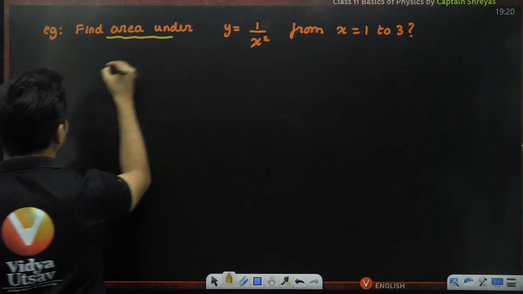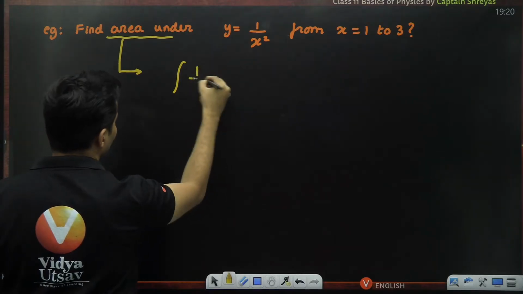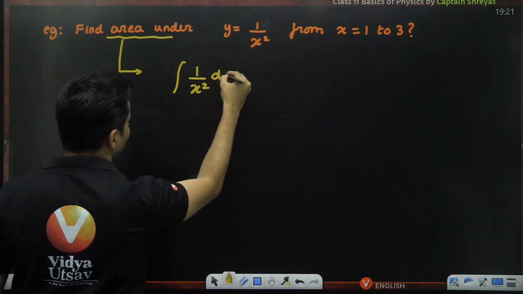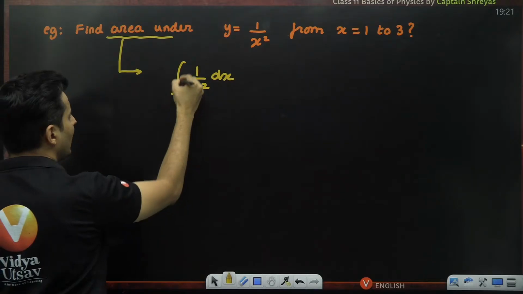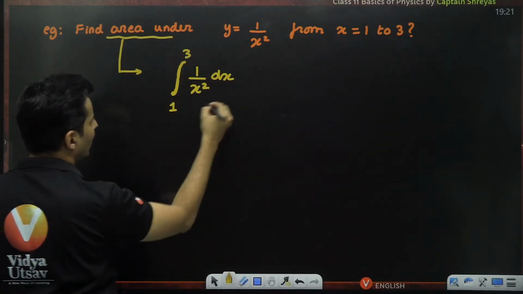I know that the area under any curve is the integration of that function, being 1 by x square, with respect to dx. Limits are from which place to which place? So from 1 to 3. That's all I need to do.